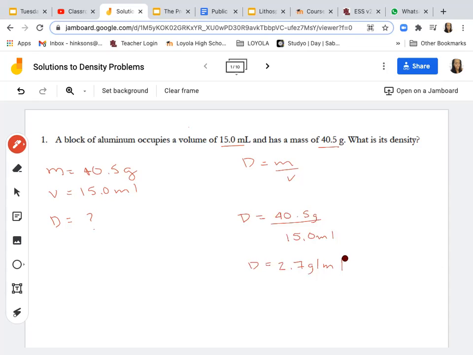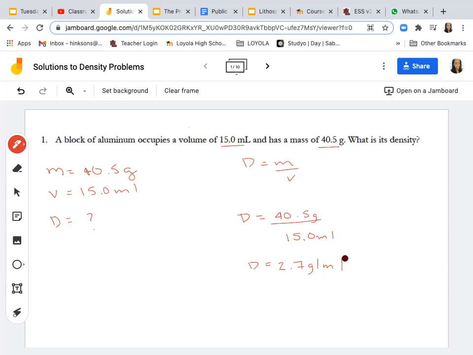No, because centimeters cubed is another type of volume, right? For a solid object. And here, our volume is in milliliters. So that's why it's important to look at the units that you have in the problem and write it down, because then your final answer, you won't mess up the units because it was actually a part of your equation.